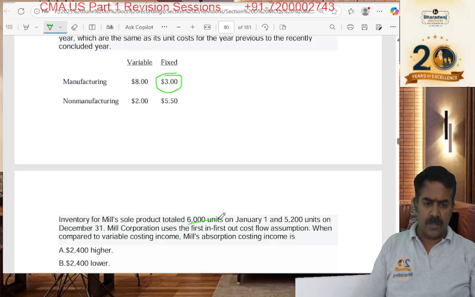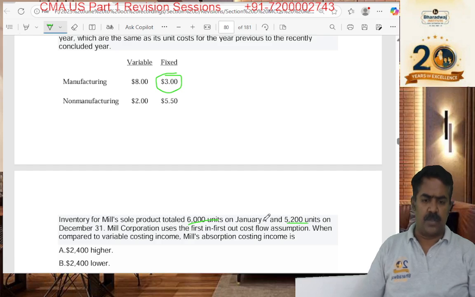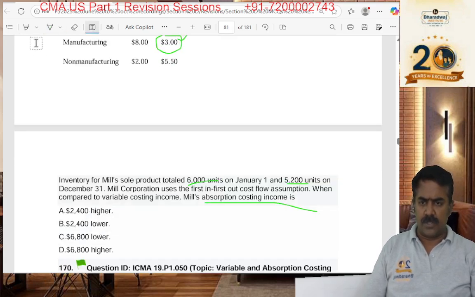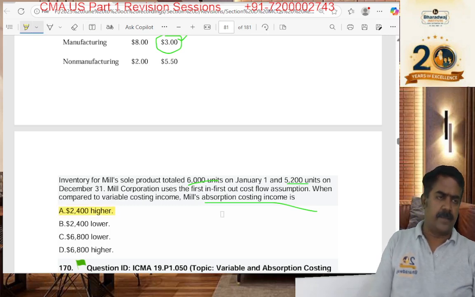Inventory: 6,000 units manufactured, 5,000 units sold. So what is the difference? 800 into fixed manufacturing cost, 800 into 3. Absorption costing income will be 800 into 3. How much? 2,400 again.